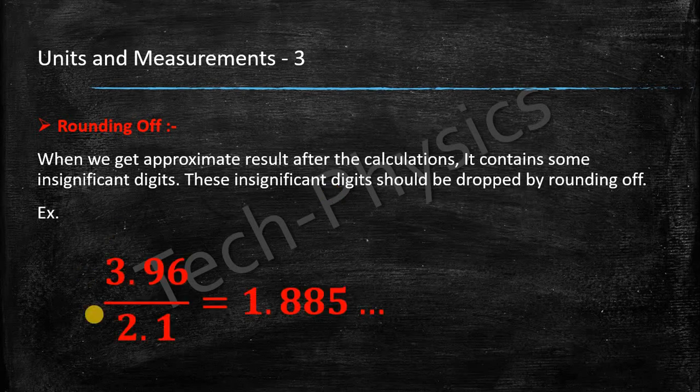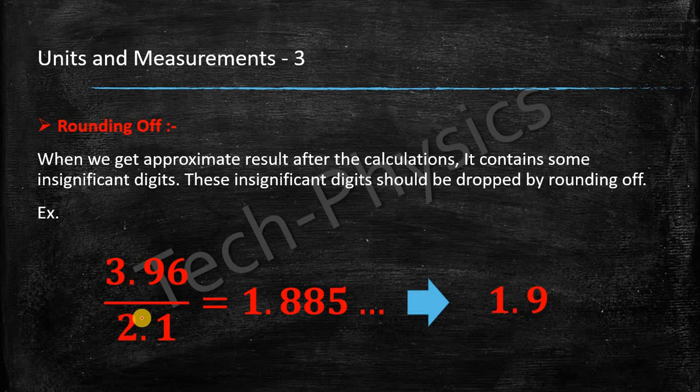For example, we have 3.96 and 2.1 and we are doing division as we did in the last case. The answer will be 1.885, but then it became 1.9, and this was nothing but because of rounding off. But rounding off cannot go just any way. There should be some rule, because 1.8 sometimes becomes 1.9 and in some cases you will see 1.885.